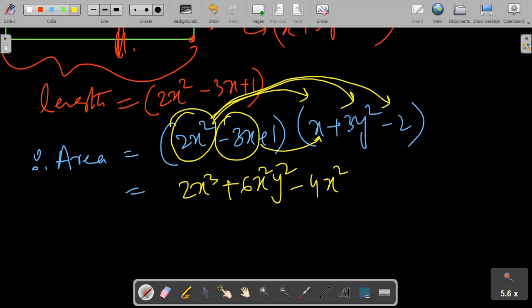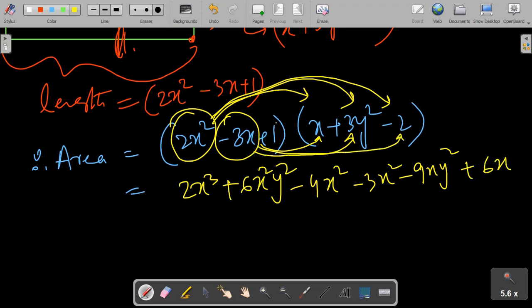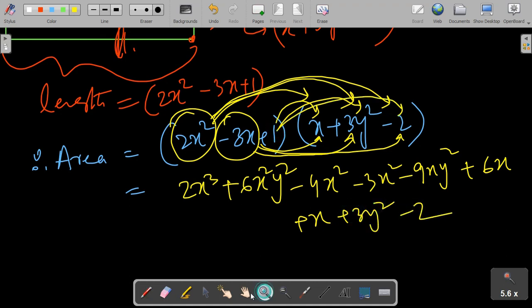Means that minus 3x into x will be minus 3x square. Minus 3x into plus 3y is minus 3 and plus 3, minus 9xy square. Next, minus 3x into minus 2 would give you plus 6x. And next, plus 1 will be with x, so it's plus x. Plus 1 with plus 3y square, so it would be plus 3y square. Plus 1 with this minus 2, it would be minus 2. Now its multiplication is over.